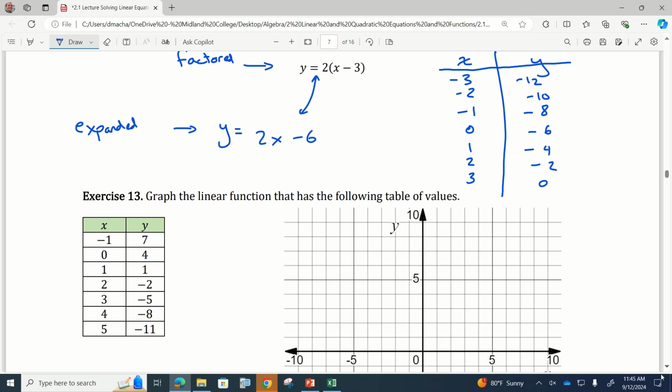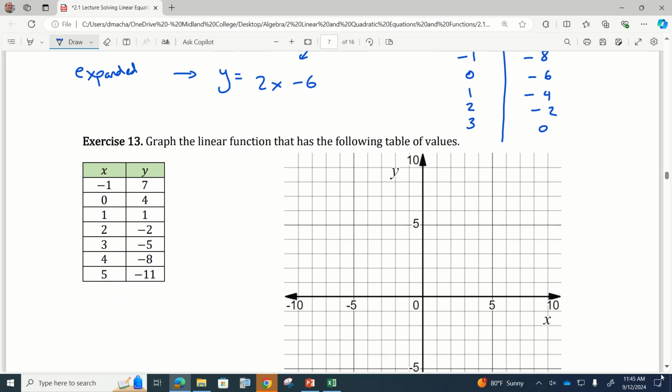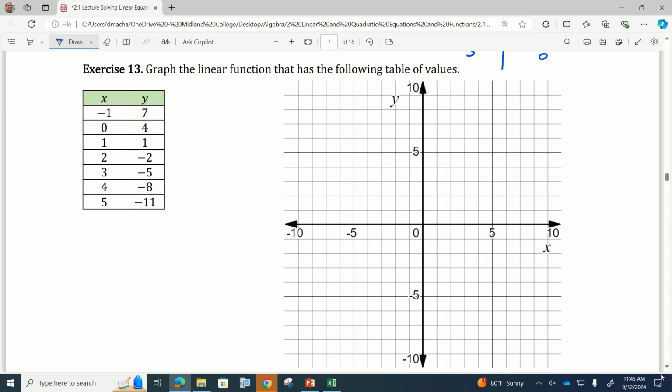All right, in exercise 13, we are moving on to graphing. If you are given a table of values for graphing, you just have to find the coordinates and place dots, right? Where I just placed a dot is where the x value is -1 and the y value is 7. When x is 0, y is supposed to be 4. When x is 1, y is supposed to be 1. You don't have to write these on your graph. I'm just writing this to help you. You can just show me the dots.